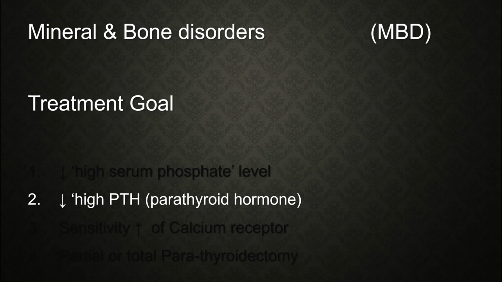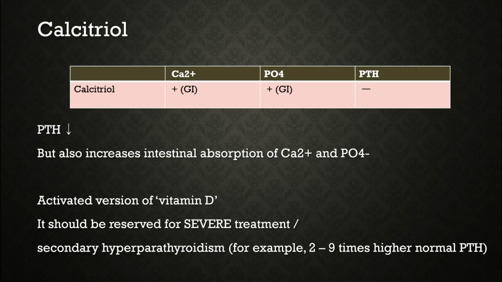The second goal is to decrease the high parathyroid hormone. Calcitriol lowers PTH, but also increases intestinal absorption of kalium and phosphate. It is the activated version of vitamin D, and it should be reserved for severe treatment. It is used for secondary hyperparathyroidism when, for example, PTH is 2 to 9 times higher than normal.